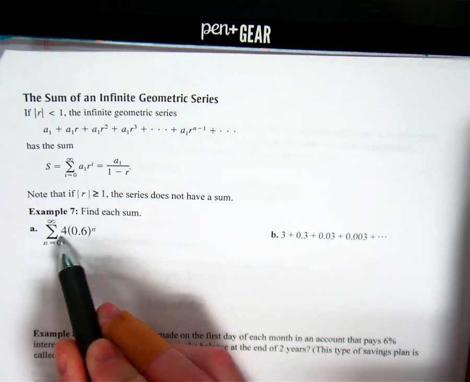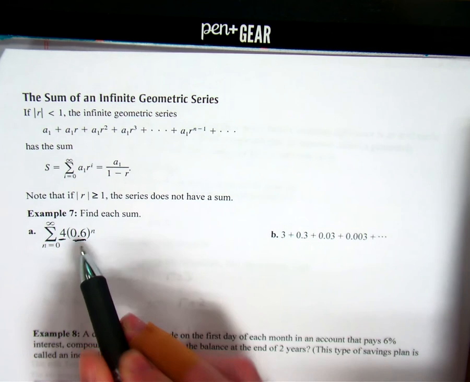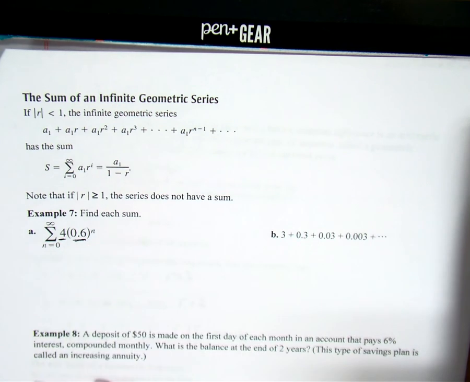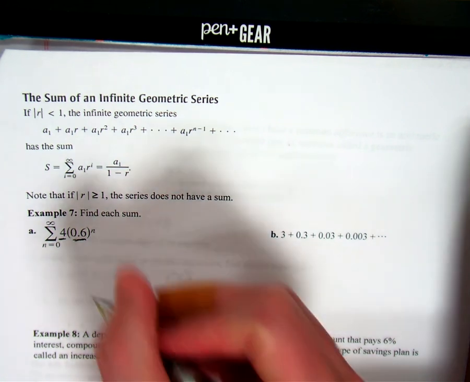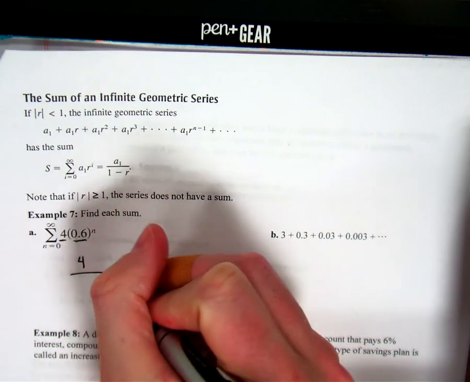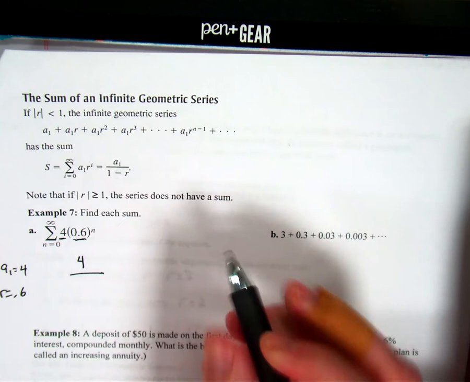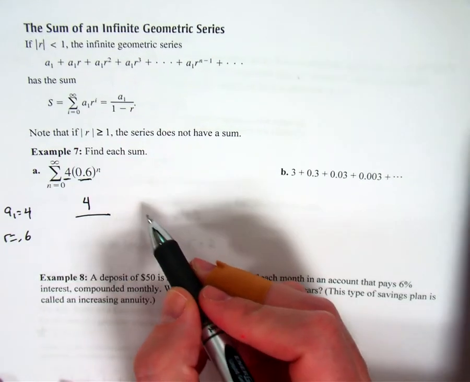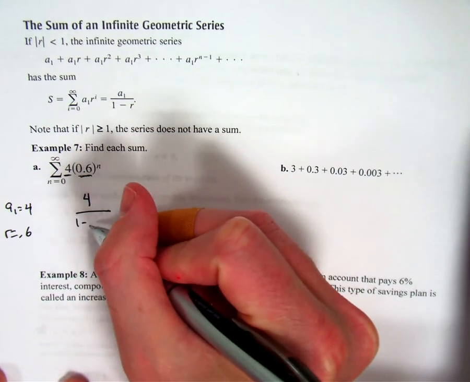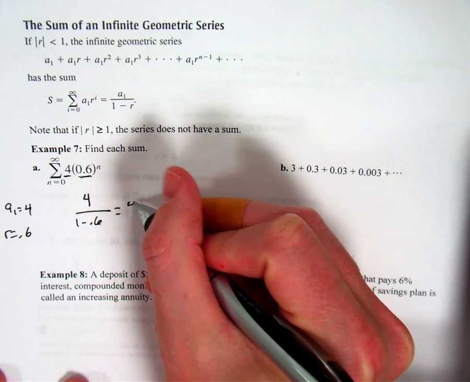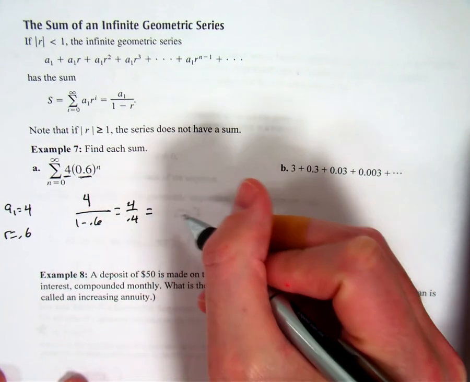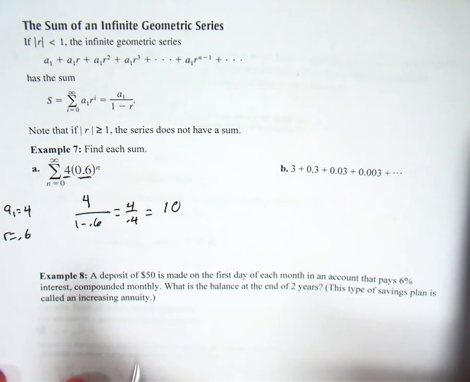Okay, so here's my a1. There's my r. It's clearly absolute value is less than 1. It's 0.6 there. So we can use our formula, well, we should write this down. a1 equals 4. r equals 0.6. So now we have 4 over 1 minus 0.6. 4 over 0.4 should be 10. Difference of a decimal place there.